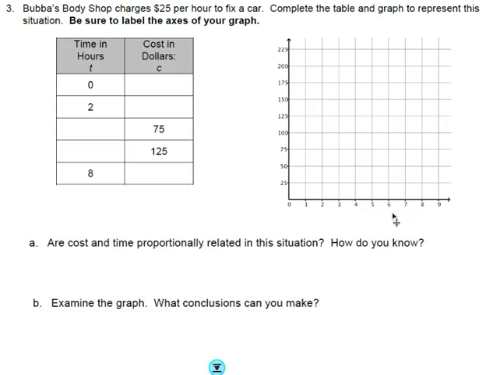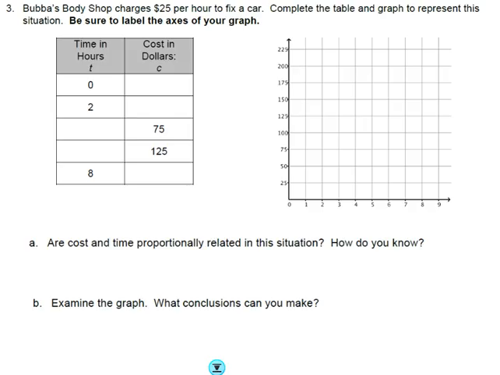Alright, dun dun dun. This is the very last video of proportions from tables and graphs. Alright, so let's see this problem. It says, Bubba's Body Shop charges $25 per hour to fix a car. Complete the table and graph to represent the situation. Be sure to label the axes of your graph.